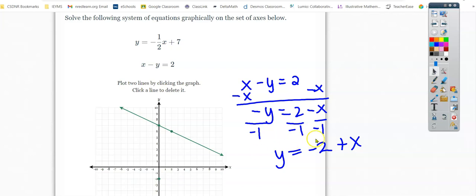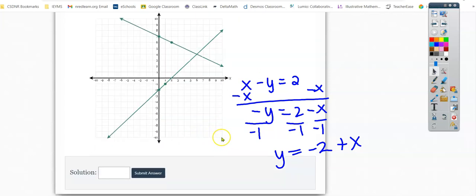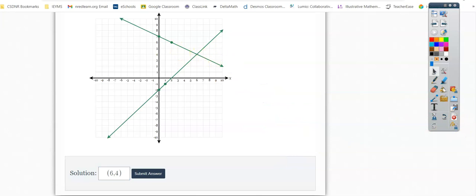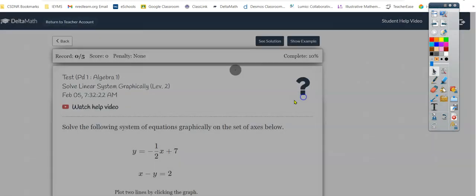And my slope is an invisible 1. So up 1 over 1. And now I see right here, this is the point of intersection. So I'm going to name that point and write it in the solution area here with parentheses. (6, 4), just like that, a point. The actual intersection will be the solution to this system.